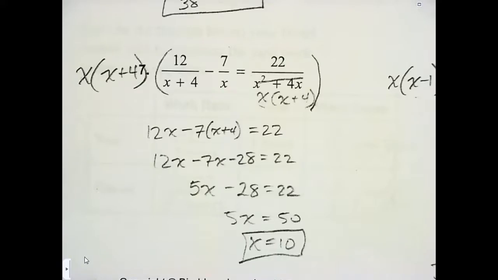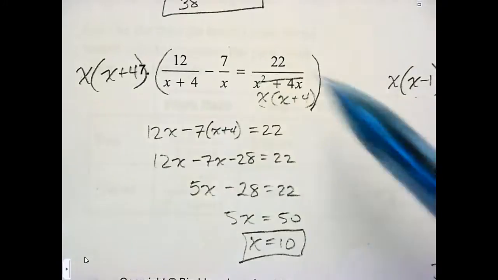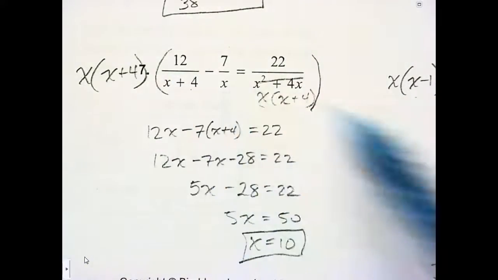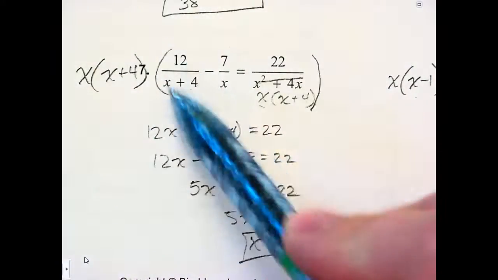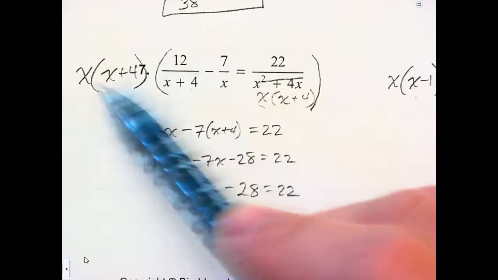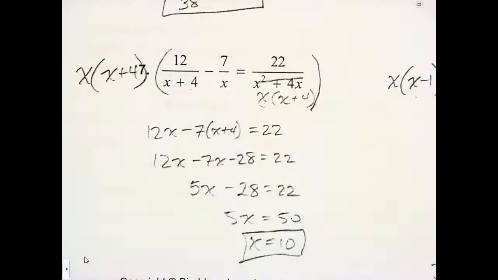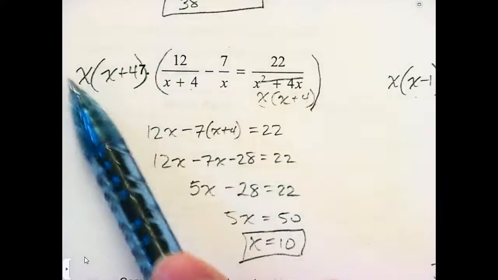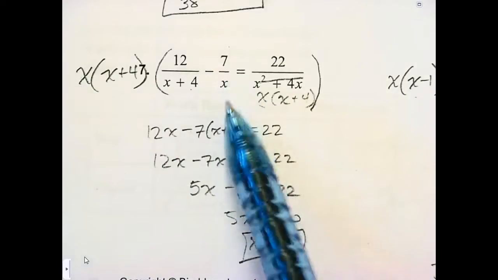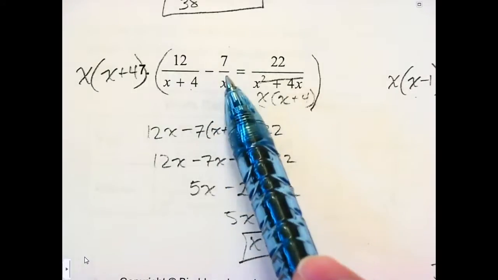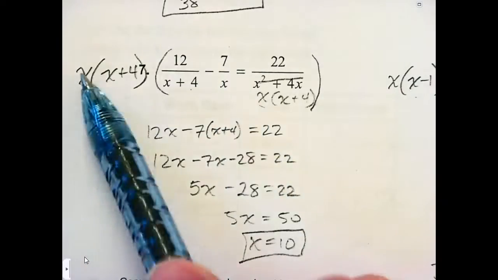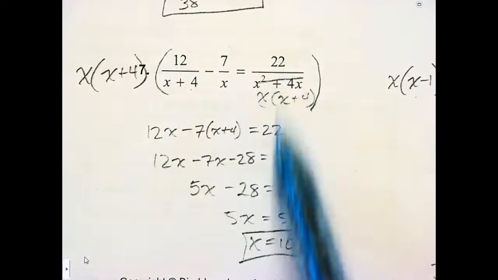I'm kind of confused by the whole thing. Okay. So you multiply. Did you find the common denominator? Okay. So when you multiply the common denominator by this chunk, the 12x is left because the x plus 4 is canceled. When you multiply the common denominator by the 7 over x, the x is canceled, and I'm left with 7 times x plus 4. And when we multiply by this, everything cancels, so we're just left with 22.